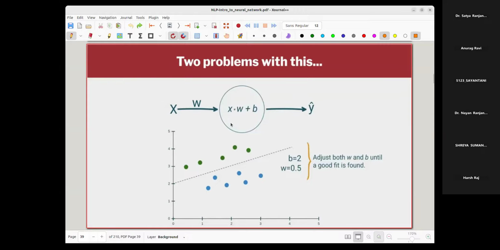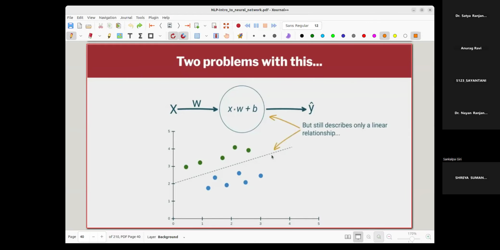So now my function is, instead of using only x and w, we have to add a bias term. Now you see, one problem we have solved. The problem was that if I take x into w, it only goes through the origin. So for this kind of data set, it is difficult to segregate them into two classes. So we need that bias term. But still there is a problem.